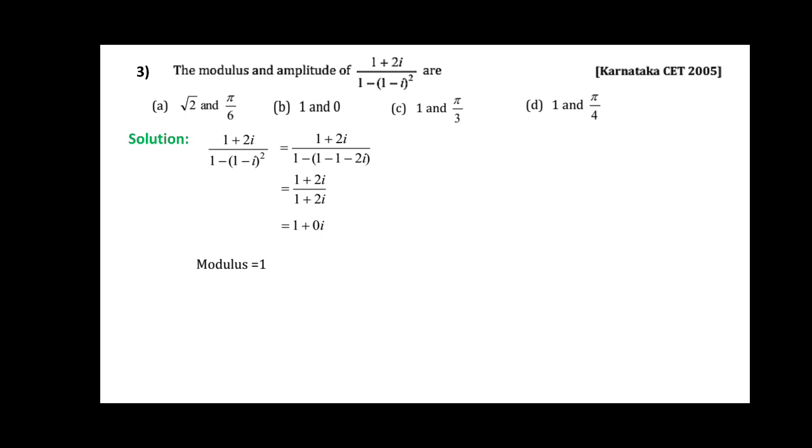Now, to find the amplitude, theta is equal to tan inverse of b by a. So, b is 0 and a is equal to 1. So, tan inverse of 0 by 1 means tan inverse of 0 only. So, tan inverse of 0 is equal to what? That is 0. Therefore, the modulus is 1 and the amplitude is 0. Therefore, the right option is B.